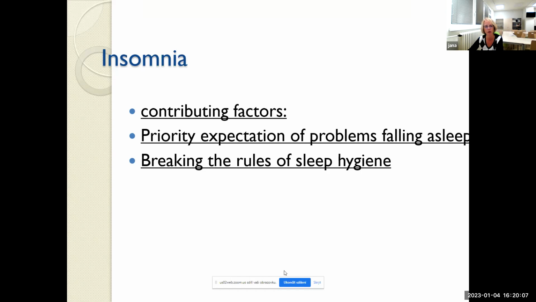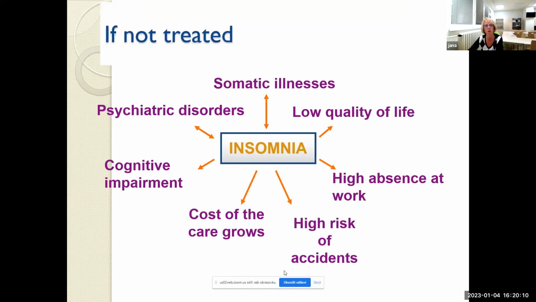Of course, our task is to know why exactly the patient complains about insomnia and what happens if we do not try to help. You see the arrows, either they go both ways or just one direction. So you can say that somatic illness can cause insomnia, but vice versa as well. Insomnia will produce low quality of life, high absence at work, high risk of accidents, growing cost of care, cognitive impairment, and psychiatric disorders, which can also go in both directions.